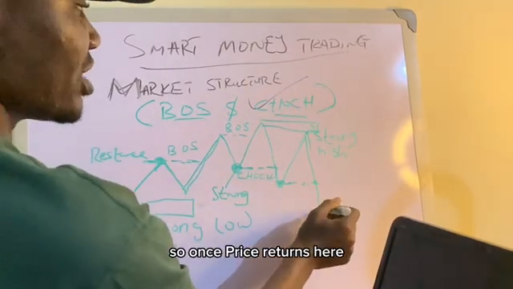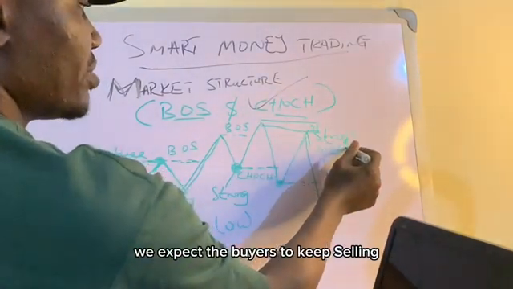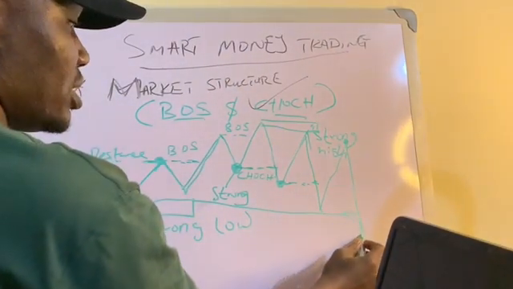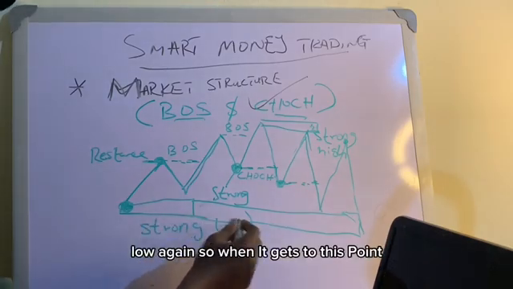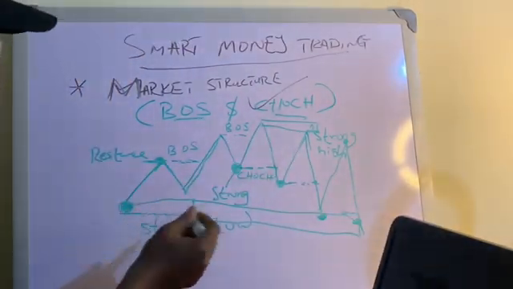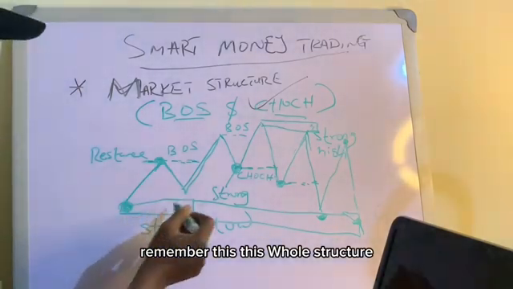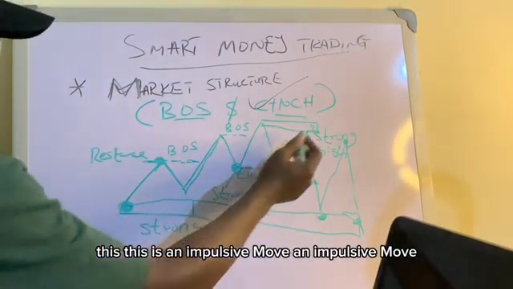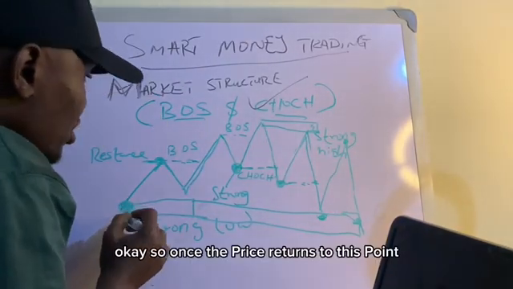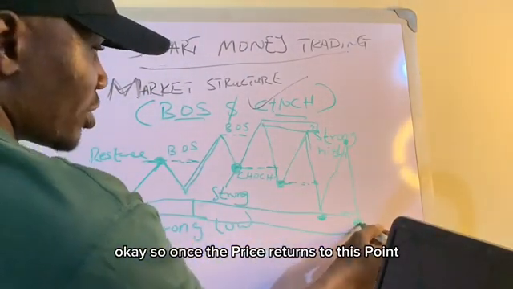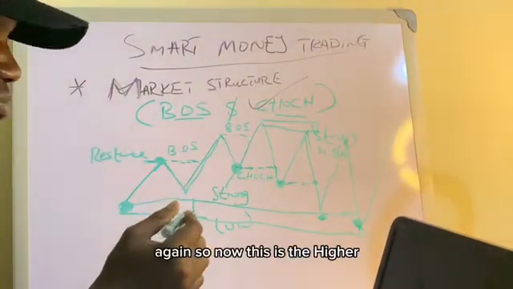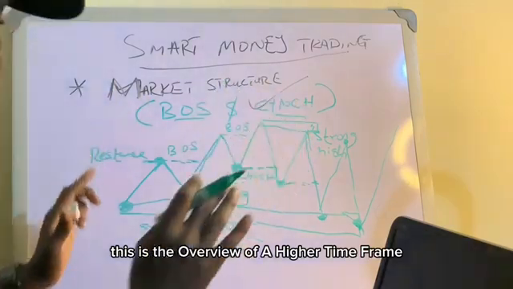So once price returns here, we expect sellers to keep selling down to this strong low again. When it gets to this point, we expect buyer activity, because this was a strong low. Remember, this whole structure is an impulsive move. The origin of the impulsive move started from this point. So once the price returns to this point, you expect the price to go back up again. So now this is an overview of a higher time frame.